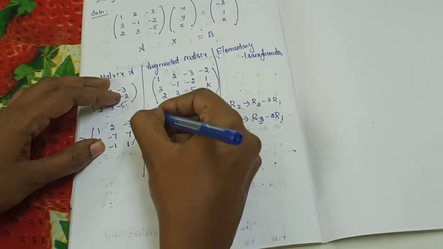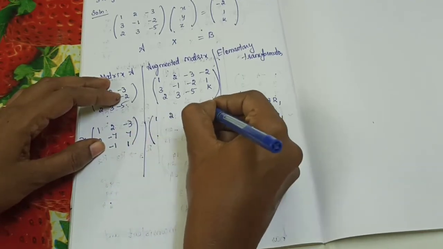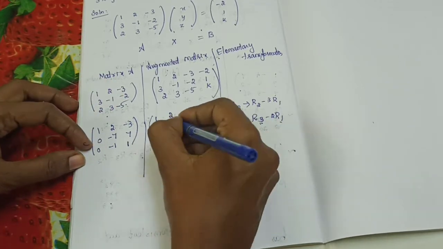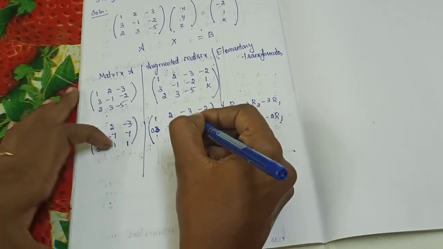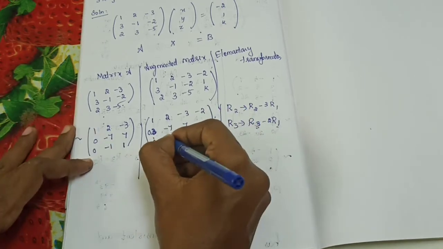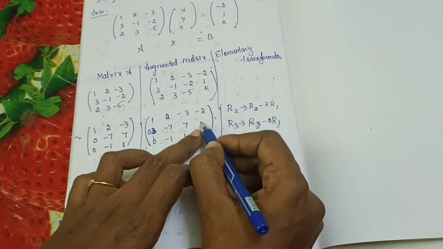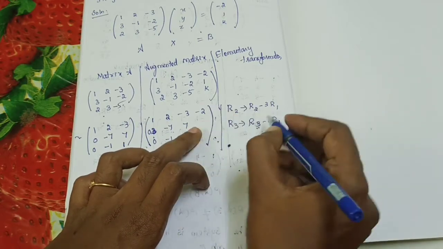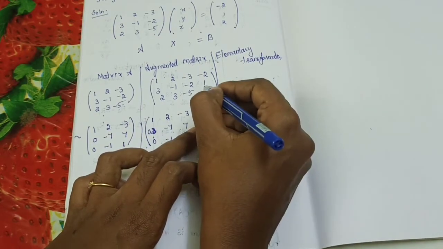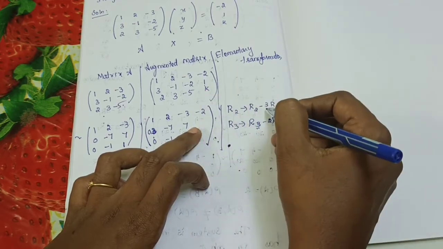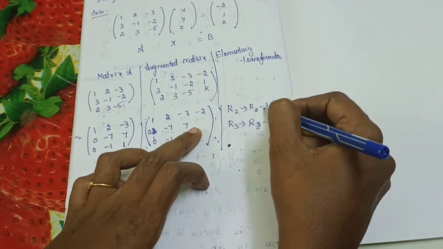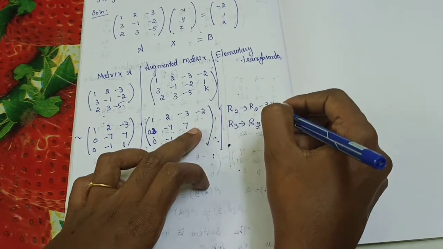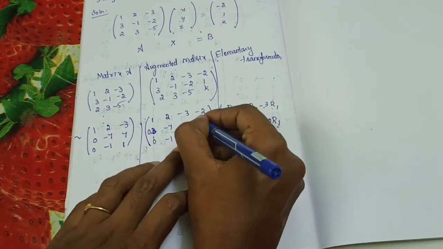Then next, here also same thing: 1, 2, minus 3, minus 2. This one you can copy: 0, minus 7, 7, correct? Then down also 0, minus 1, 1. Then this alone you need to check. R2 minus 3 into R1. That is 1 minus 3 into 2. Here also minus is there, so minus into minus is plus, is it right? So 6. So 1 plus 6, that means you will get 7.